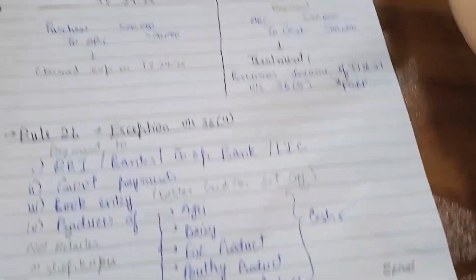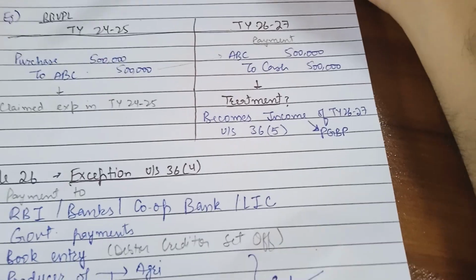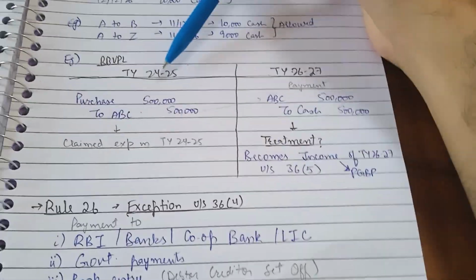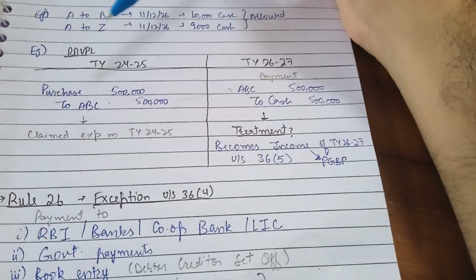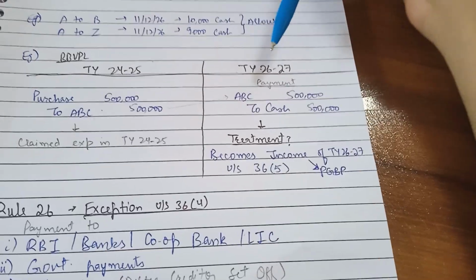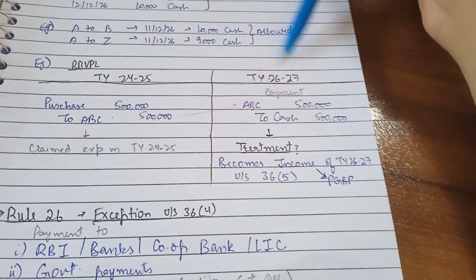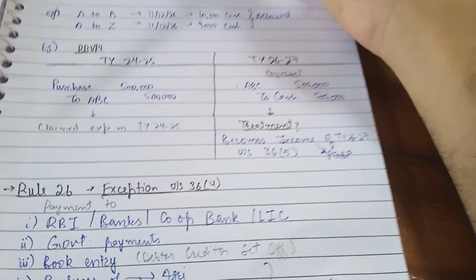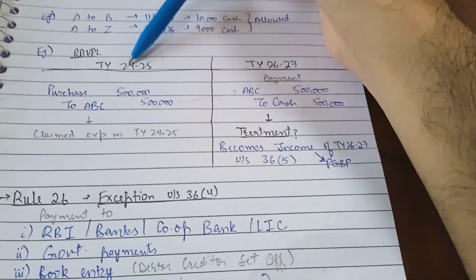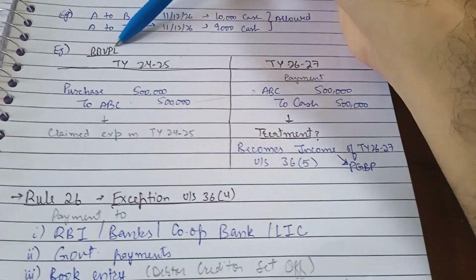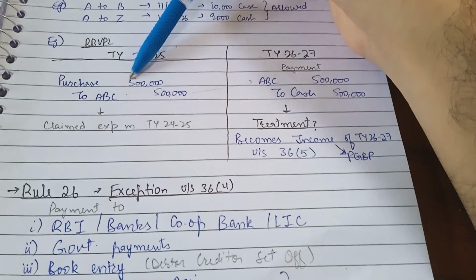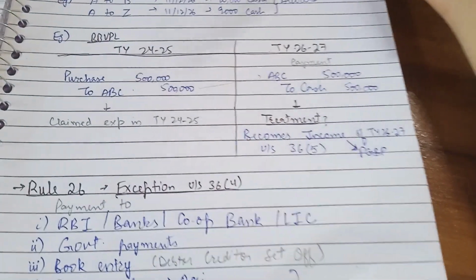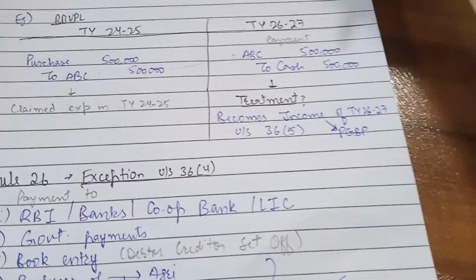These are some examples. This is a case where in case we claim the expenditure on accrual basis in one tax year, and then we have to make a payment in some other tax year, and in that tax year we do not comply with the requirement of specified bank mode. So like in this example, in tax year 24-25, BBVPL made purchases of 5 lakh rupees and claimed expenditure of 5 lakh rupees, the entire amount.